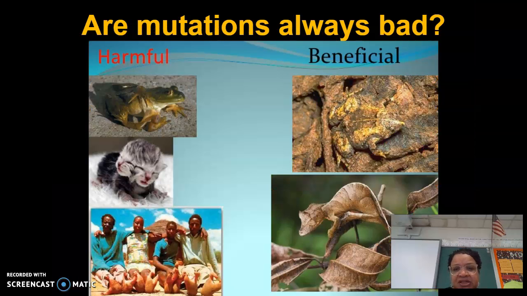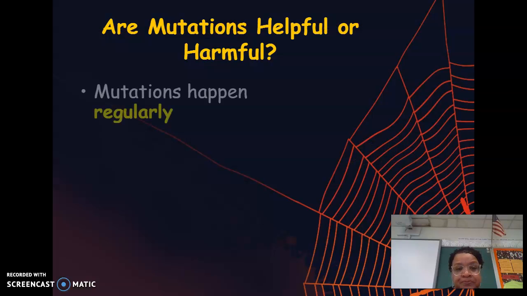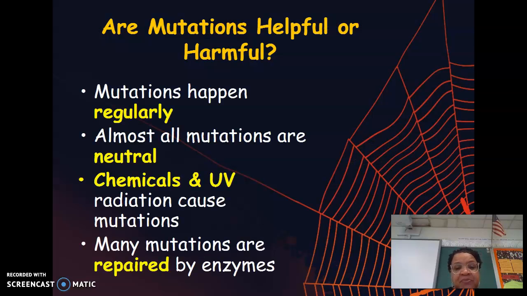So are mutations always bad? Not necessarily. They may look strange, but that doesn't mean it's going to harm you or kill you. So it's not necessarily bad. Mutations happen regularly. Almost all mutations are neutral. That means it doesn't hurt you and it doesn't do anything good for you either. Chemicals and ultraviolet radiation can cause a mutation, and many mutations are repaired by enzymes.